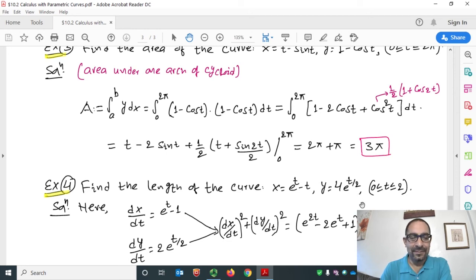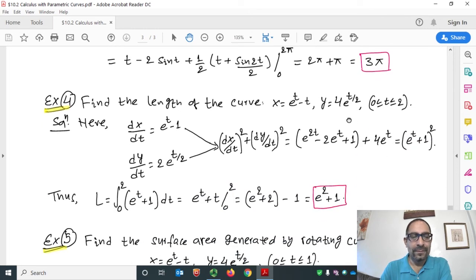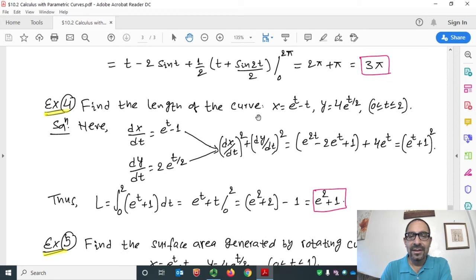Now let's move on. Example 4. Find the length of the curve given by x equals e^t minus t, y equals 4 times e to the power t/2, t from 0 to 2. Great. Solutions.